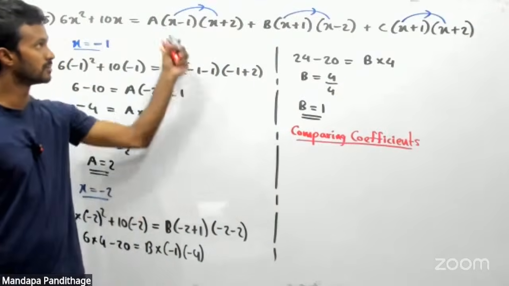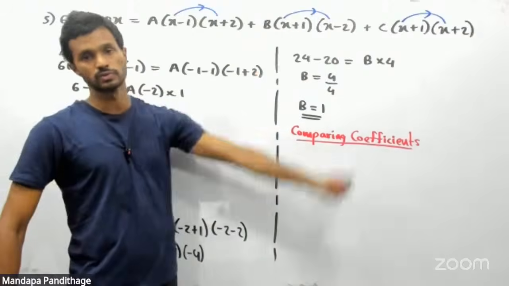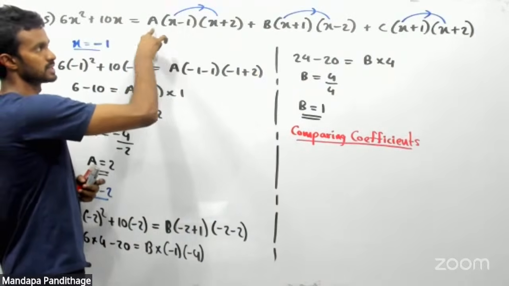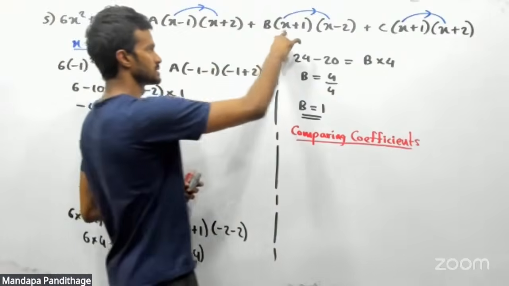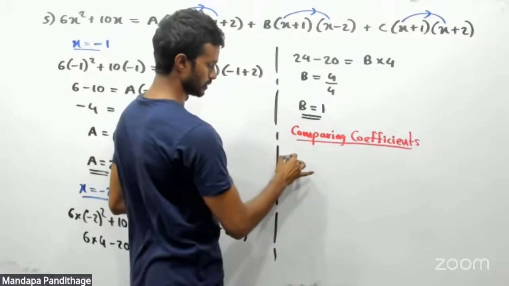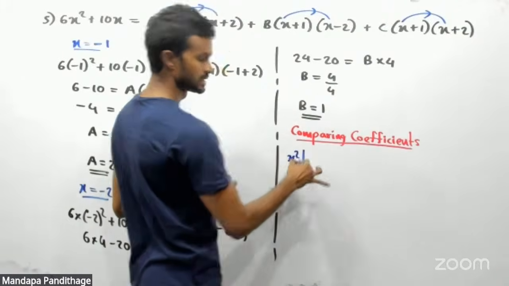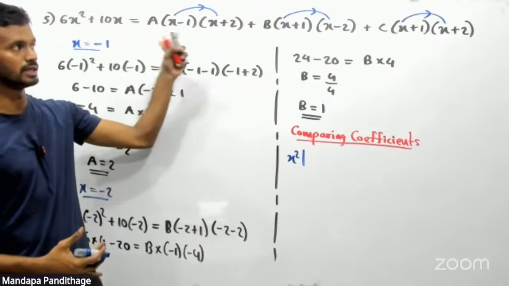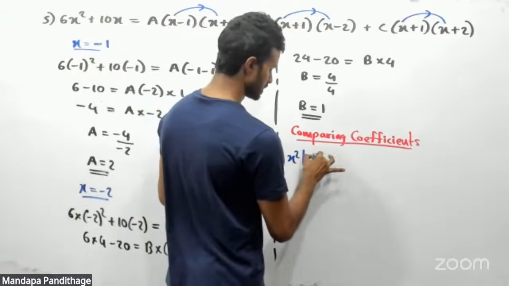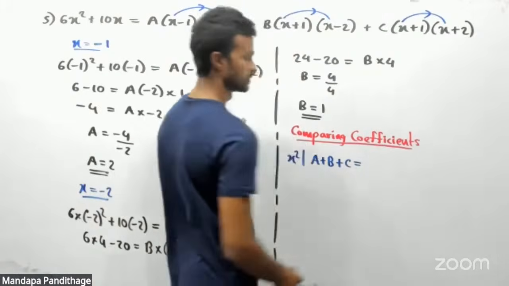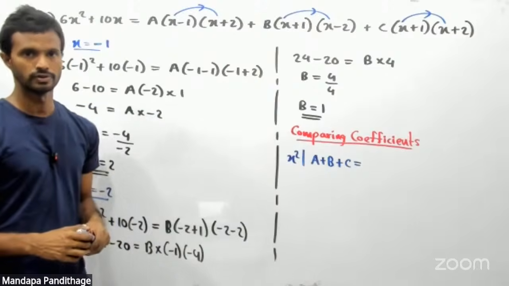How can you find x squared? By multiplying these two, and these two. So from here, what is the coefficient of x squared? It's a. From here, it's b. From here, it's c. So altogether, what is the coefficient of x squared? We have a, b, and c. So a plus b plus c is the coefficient of x squared. So that is how we can find the coefficient of x squared.